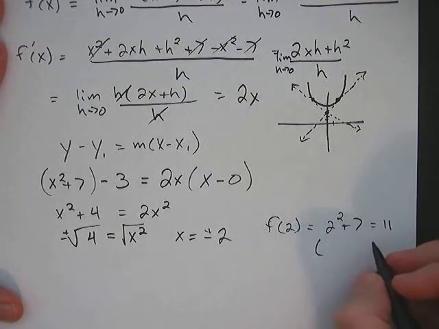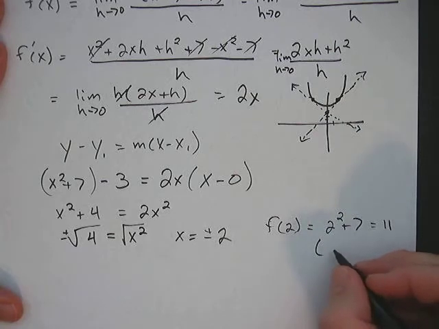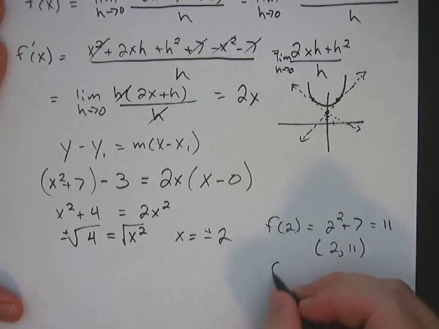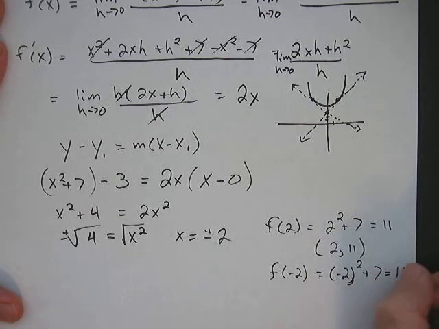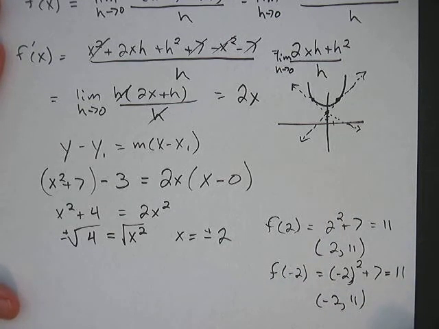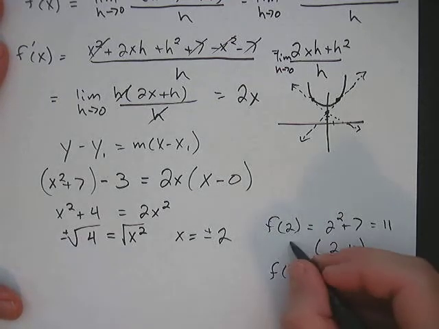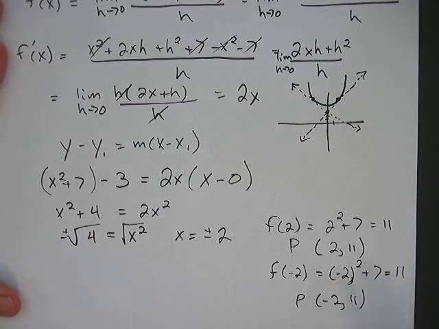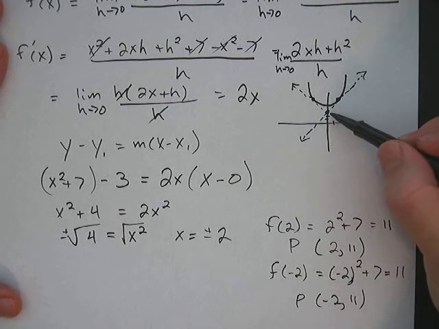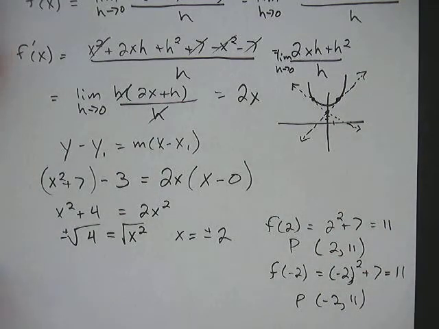So one of our points is 2, 11. And the other one, we plug in negative 2 here. Negative 2 squared plus 7 is also equal to 11. So we get negative 2, 11. Those are our 2 points P that have tangent lines that pass through this point Q. We aren't asked to find the actual tangent lines, so that's it.